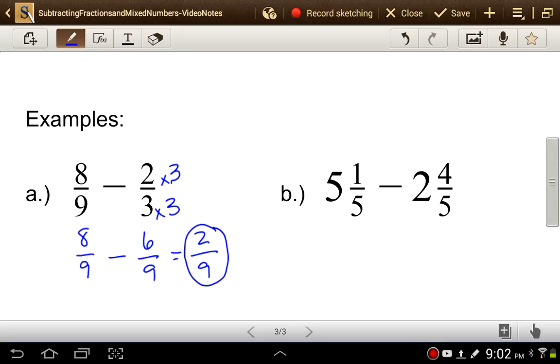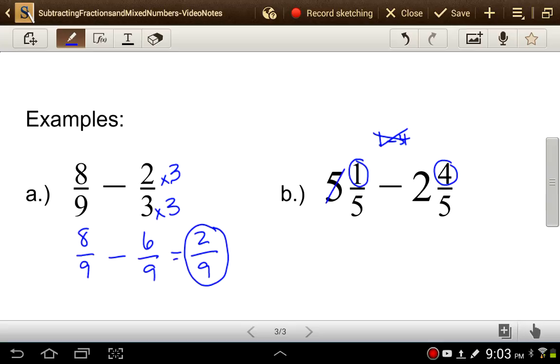Now, one thing I notice is that I cannot do 1 minus 4. That gives me a negative number, so I can't do that. So what I'm going to have to do is regroup, which means I'm going to borrow from the 5. Remember, that's our whole amount. So instead of having a whole amount, I'm going to break it up into its pieces. It'd be like if we had a whole pizza, and then we cut it up into its pieces, and then we looked at individual slices.